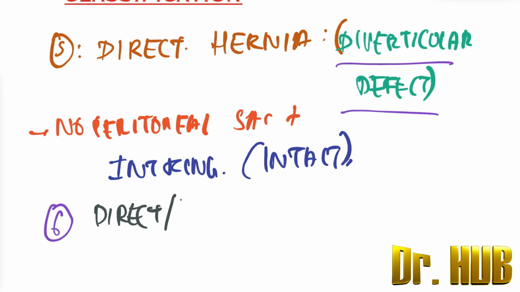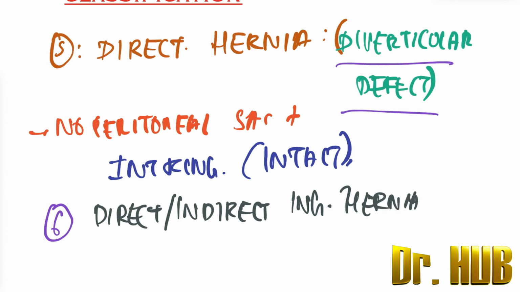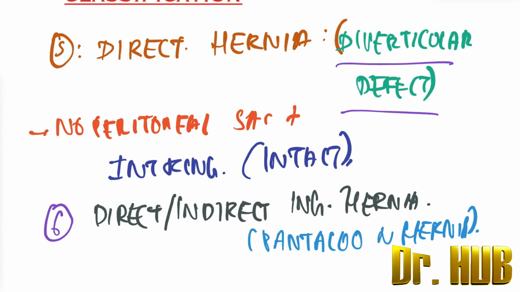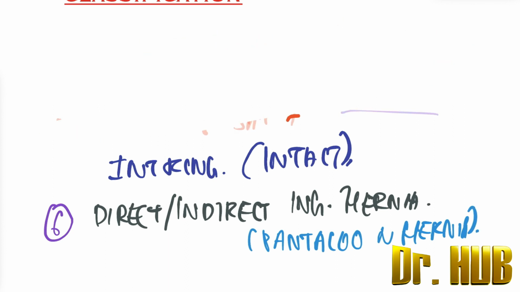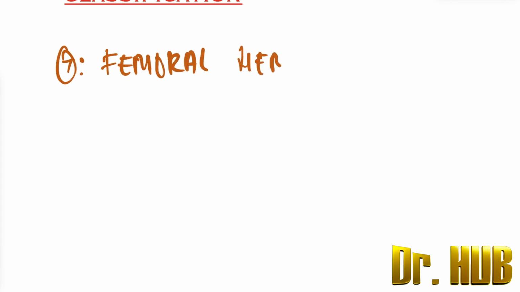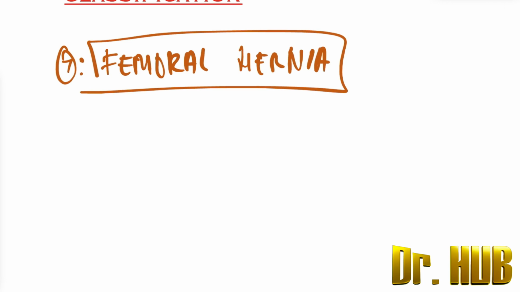Now type 6 is when there is both direct and indirect inguinal hernia, or in short it is known as a pantaloon hernia. Now let's move on to type 7. What is type 7? Type 7 includes the femoral hernia. Type 7 stands for femoral hernia.